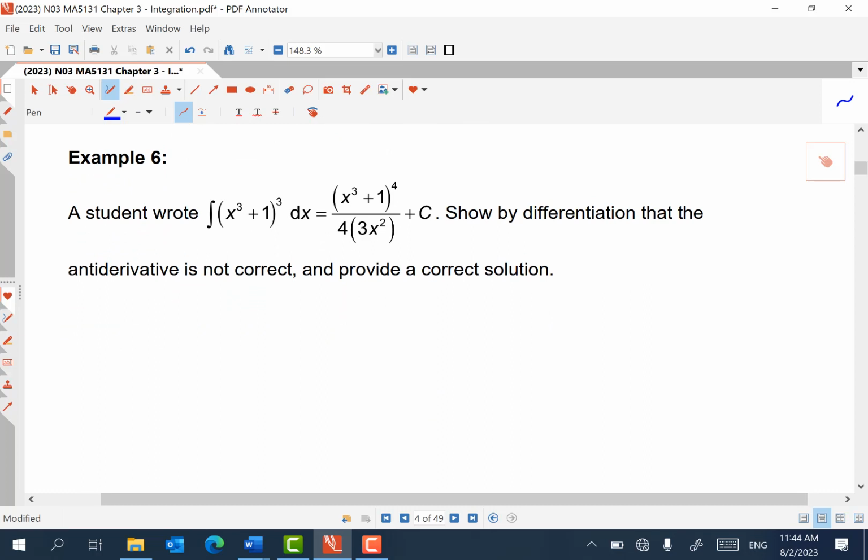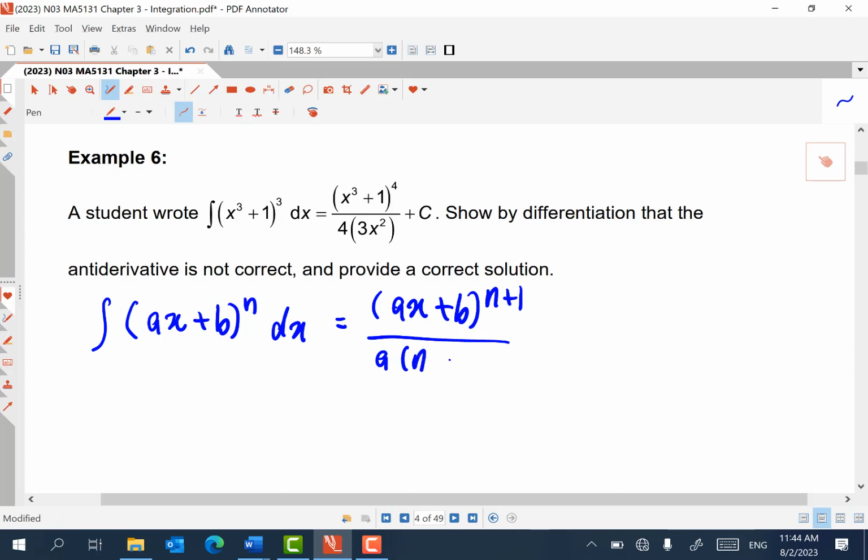Okay. Example 6 illustrates something that is incorrect. This is a common mistake, no? That formula that you know of. What is the formula that you know of? The formula that you know of only works when the inside is linear, right? Only works when it's linear. So when it's linear, we all know that this is right. This is example 6.